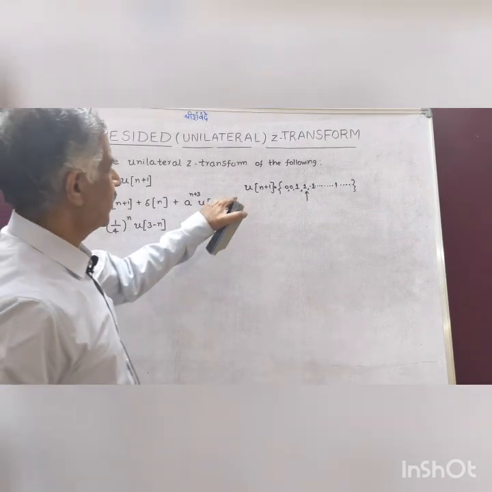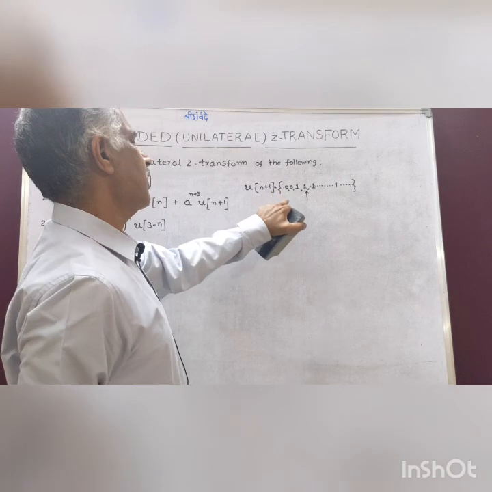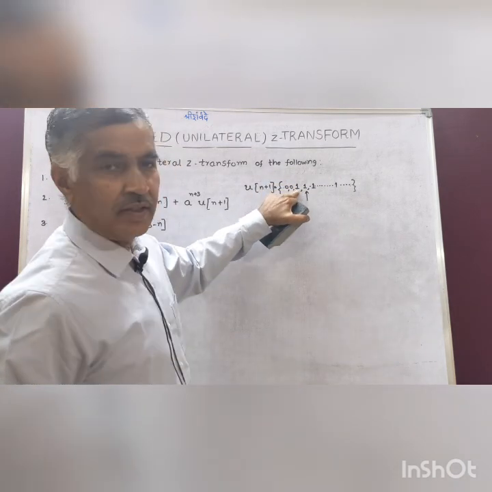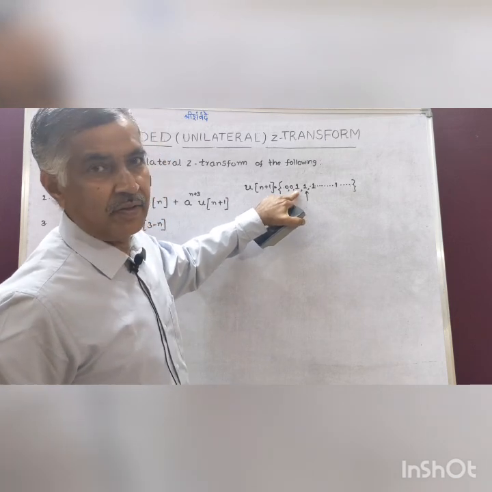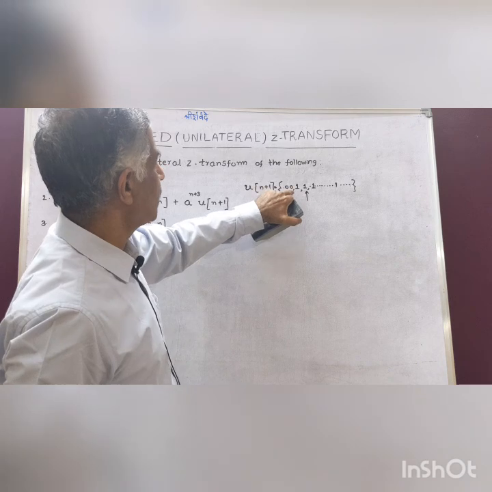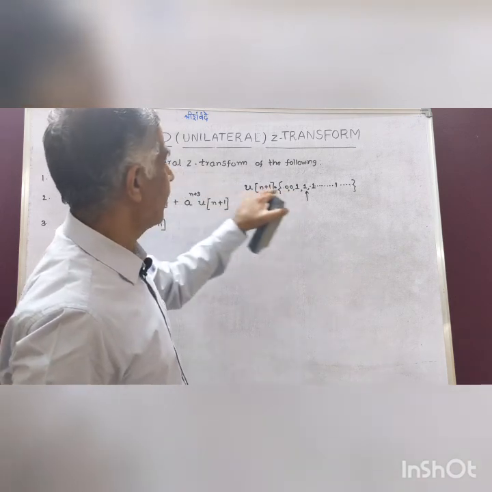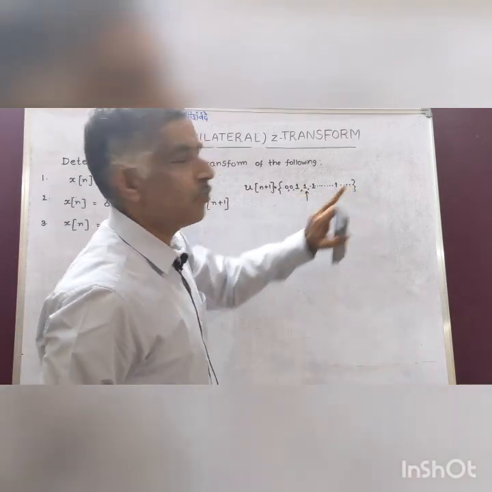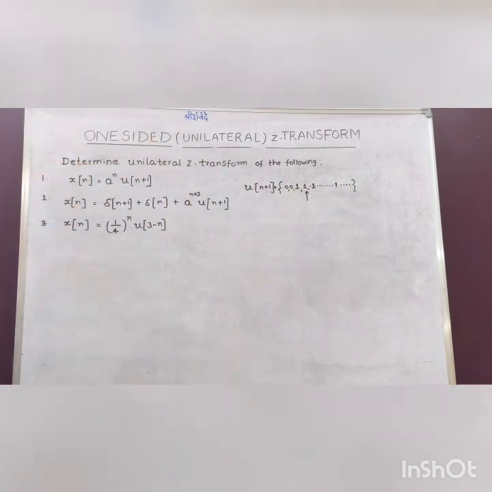So u of n plus 1 is this sequence. It exists for n equal to minus 1. But for n less than minus 1, it is 0, 0, 0, etc. Whereas for n greater than or equal to 0, its value is 1. This is what is called u of n plus 1.